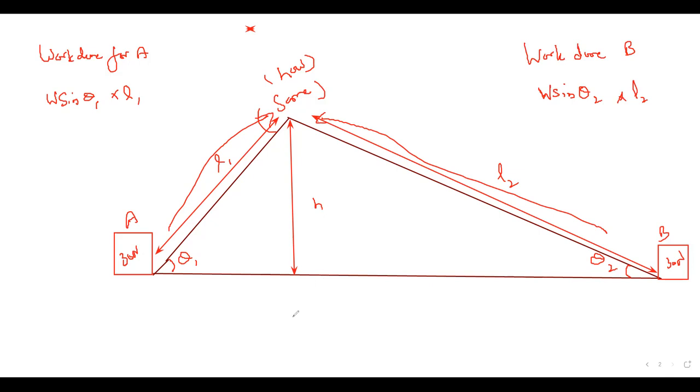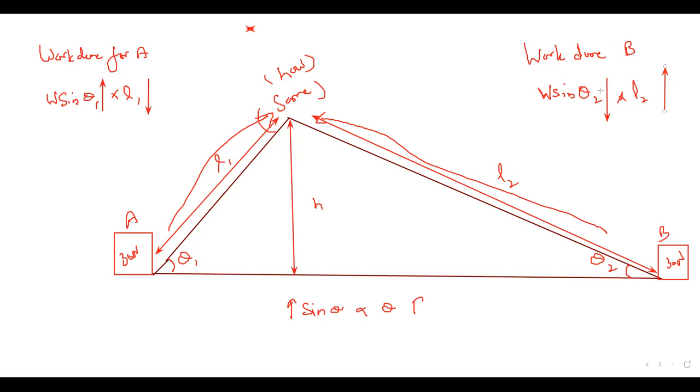And we know the value of the sine theta increases as the value of theta increases. So if the value of the theta increases, the value of the sine theta will also increase. So basically what happened, this was having the theta 1 greater than theta 2. So this factor will have a higher value and L1 is smaller. But in the other case, work done for B, because the theta is smaller, W sine theta will have a smaller value, but L2 is higher.